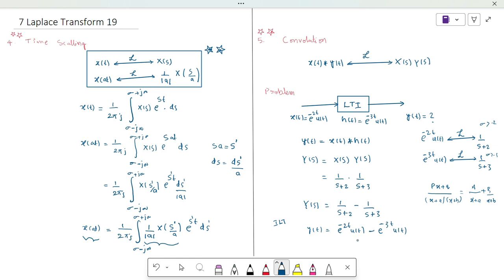It takes time. But with the help of the convolution property, first apply the Laplace transform, then divide into two functions, then apply the inverse Laplace transform, then you will get the output. So this is the importance of the convolution in the Laplace transform.